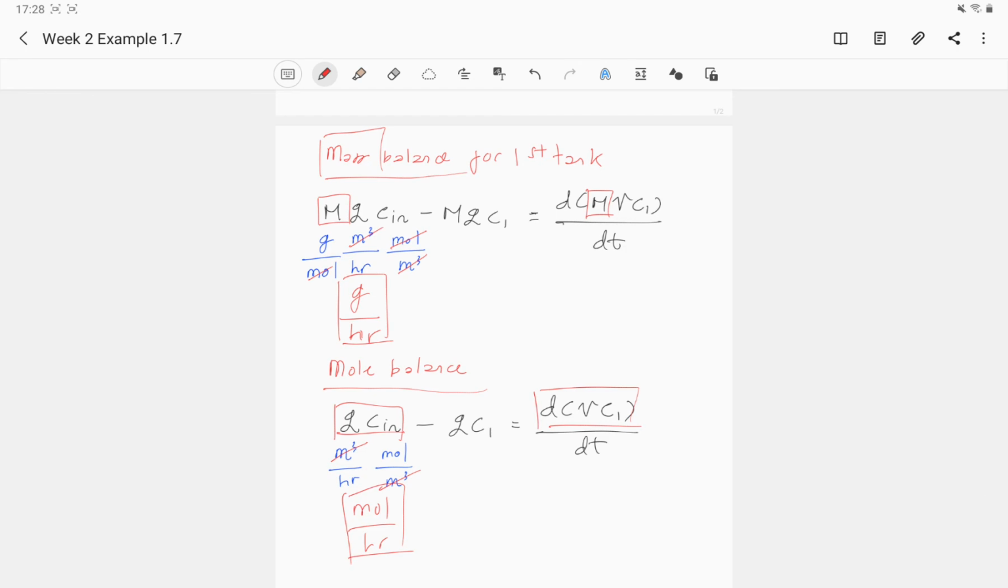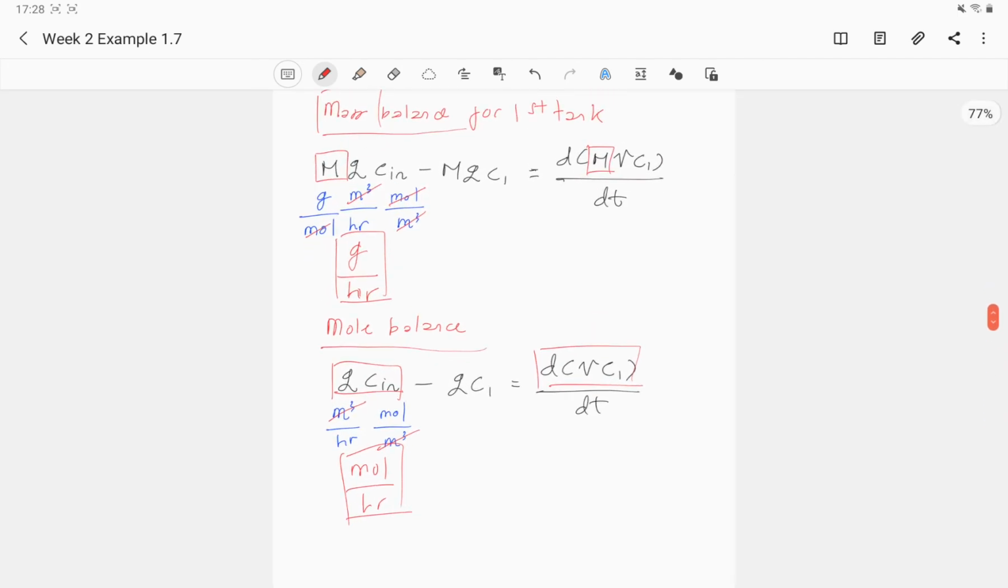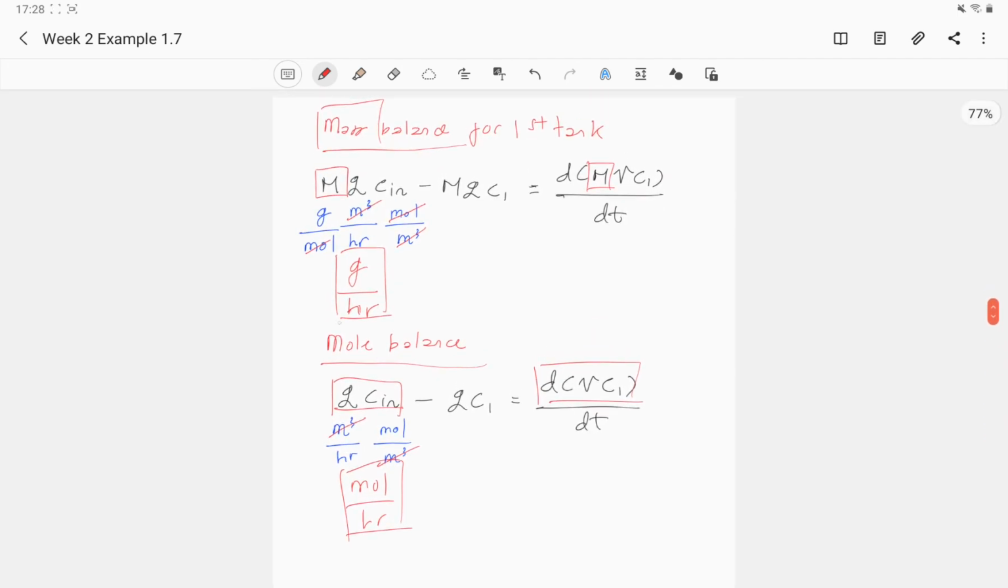So this is basically just to tell you a little bit about the difference between the mass balance and the mole balance. I will continue the discussion for the next example in the next video.